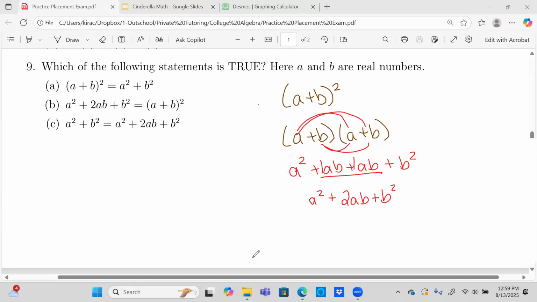So that is not what A says. So A is not true. That is what B says. B is the winner. That is the correct foiling. C is just dumb. It's B as in boy there.